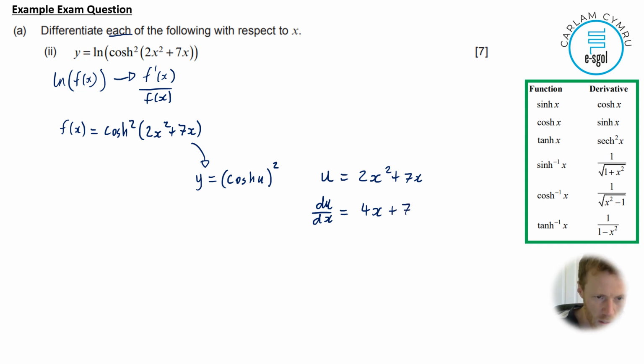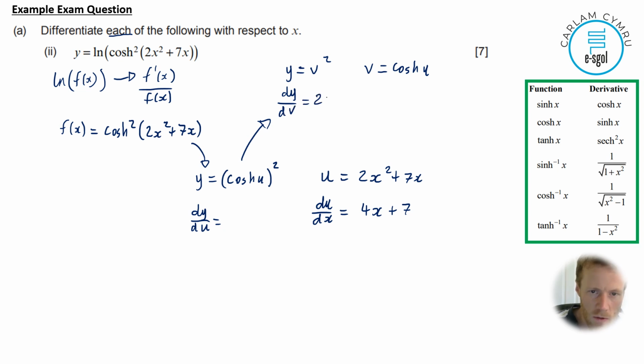Differentiating this bit over here, dy du, that feels a little bit more awkward. I need to be careful here because I could apply the chain rule again, which I'm actually going to do up here. So I'm going to say that here y equals v squared and v equals cosh u. And then if I do dy by dv, that gives me 2v, and then dv by du, that gives me sinh u.